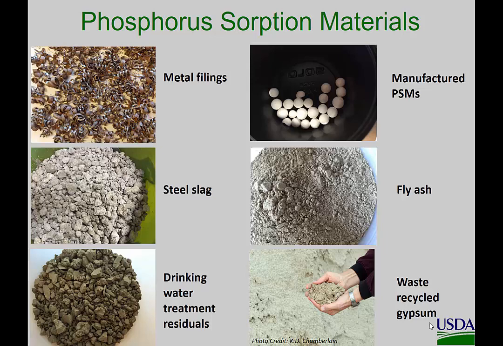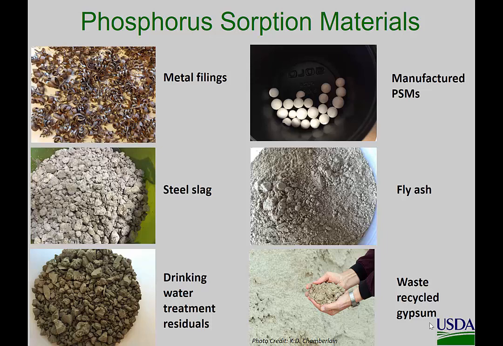Further west, in the Midwest, they sometimes like to use metal filings. Drinking water treatment residuals, a byproduct from treating drinking water. Fly ash, gypsum from coal-fired power plants. There are acid mine drainage residuals. There are a lot of different byproduct phosphorus sorption materials. Not all of them are equal, and not all of them are necessarily safe. They have to be screened prior to use to make sure that they're safe, mostly for things like trace metals.